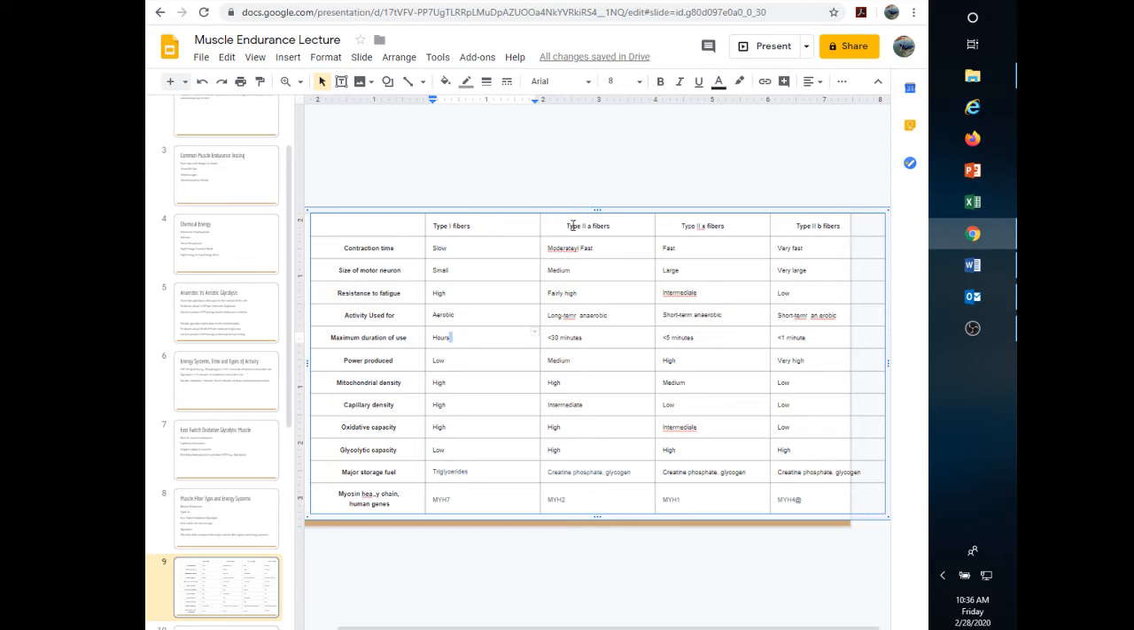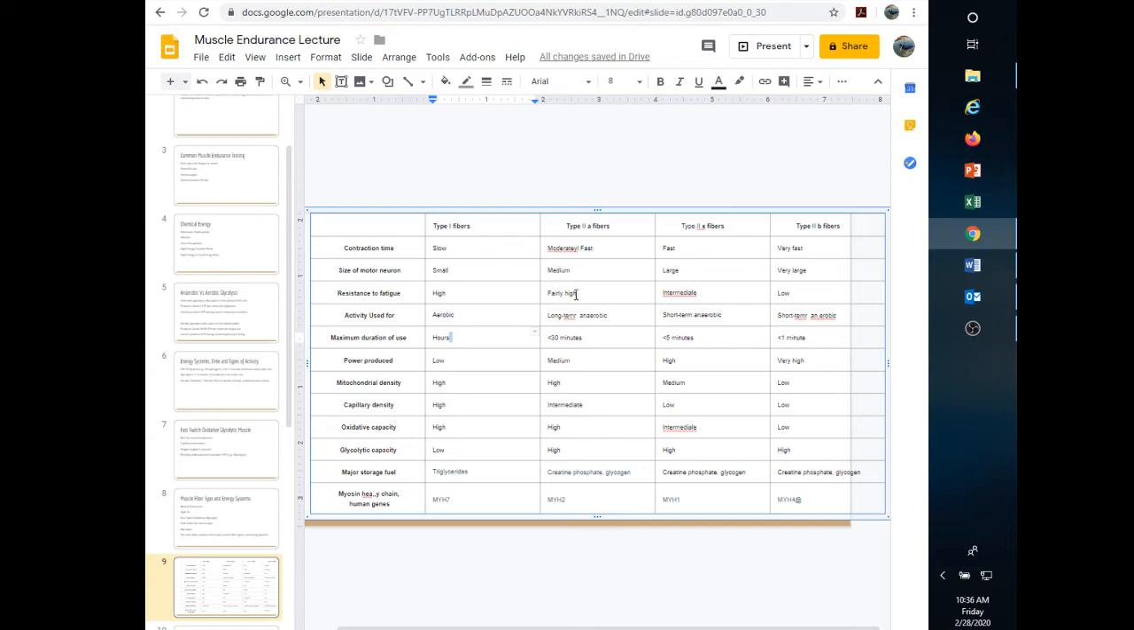So, all right, now let's talk about muscle endurance. This is what we're really here for. This is what this module is about, but I wanted to do a comparison between the major muscle fiber types. So contraction rate, moderately fast. Size of motor neuron, medium, because we can get moderately fast contraction rates. That should make sense. These two are linked together.